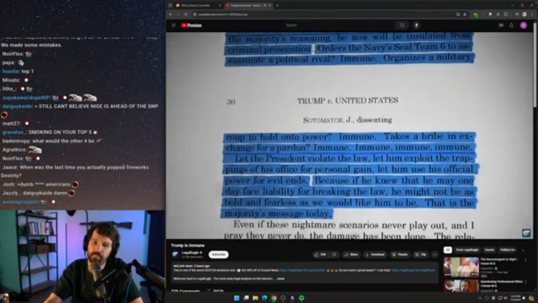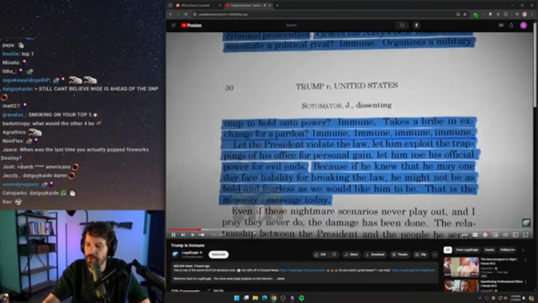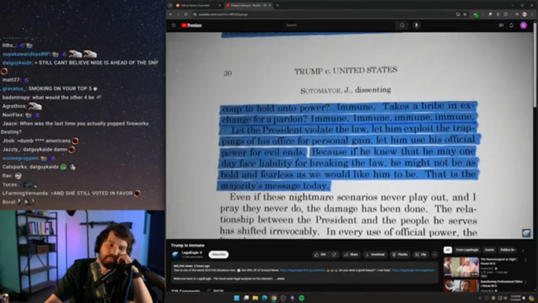Because if he knew that he may one day face liability for breaking the law, he might not be as bold and fearless as we would like him to be. That is the majority's message today.